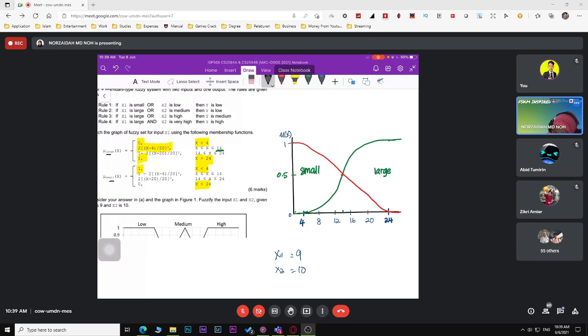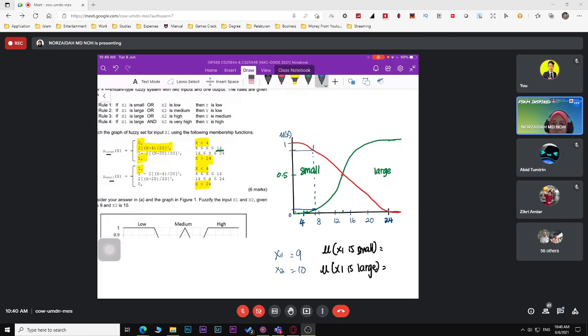large. So kita nak tahu mu X1 is small and mu for X1 is large. Dia ada 2 value je. Okay. 9 dia ada dekat mana? Kalau you tengok dekat graph. Okay. 9 lebih kurang dekat sini lah. Kalau you bawa naik ke atas. So value dia lebih kurang dia akan sentuh di sini. Untuk a large, small, value di sini.